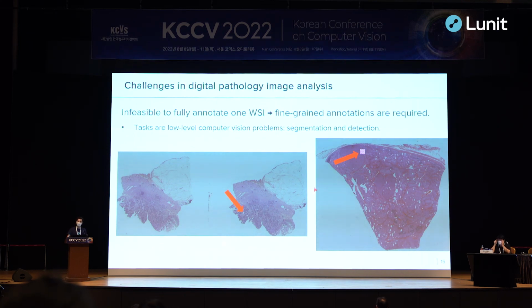Of course, we can extract several patches from the same image to cover as much area as we can, but it's just infeasible to cover all the structures and all the image. It's really large, as I said. So it's infeasible to fully annotate. This is the second challenge.